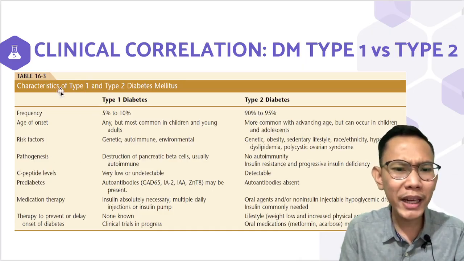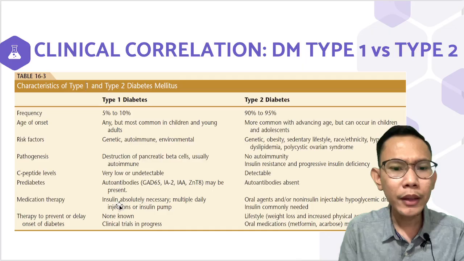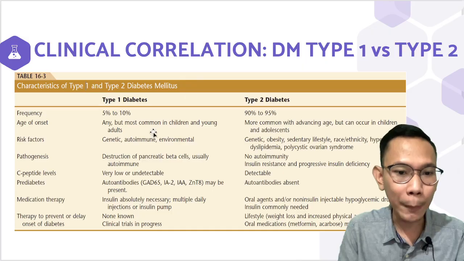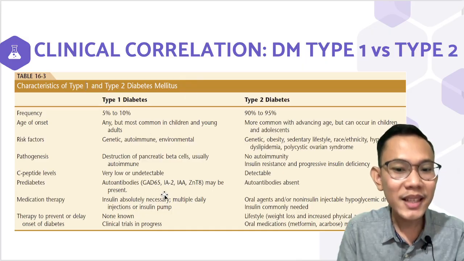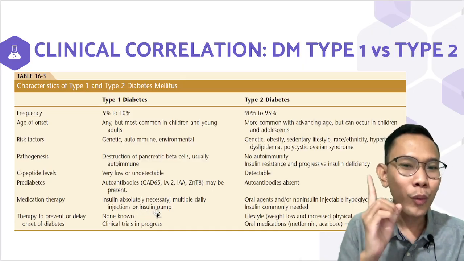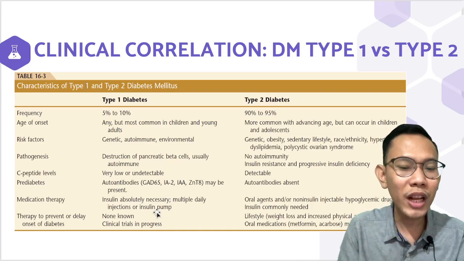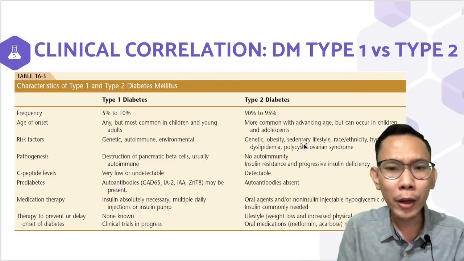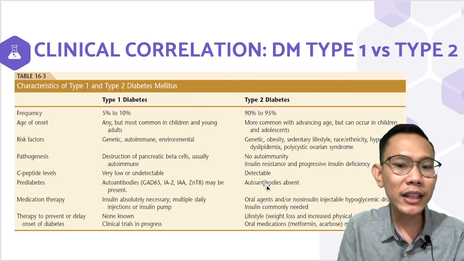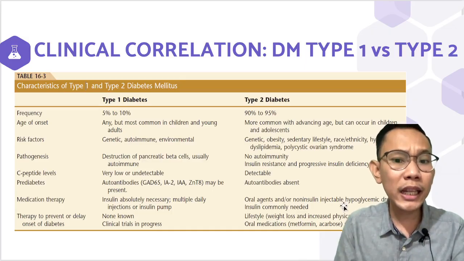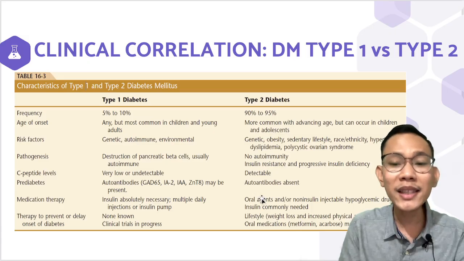So therefore, how do we manage our cases for type 1? Pwedeng insulin, kasi nga, walang insulin, magbibigay tayo ng insulin for your type 1. Insulin absolutely necessary, multiple injection or insulin pump. Kasi remember, type 1, deficiency ng insulin kasi may destruction. So therefore, anong ibibigay natin? We give insulin. For type 2, iba naman. Meron siyang insulin. So therefore, ang bibigay natin is yung oral agents or non-insulin injectable hypoglycemic drugs. Pero we can still include giving insulin as necessary.